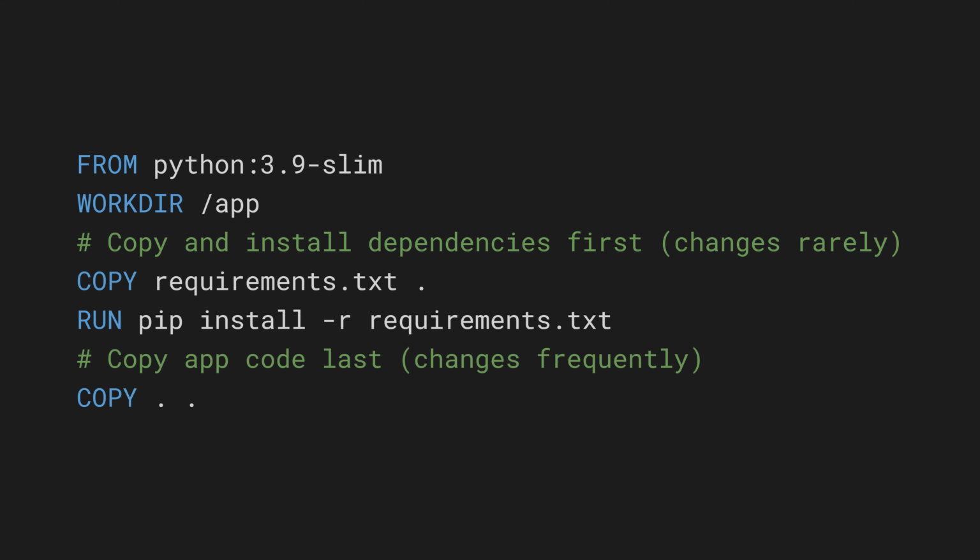So like we discussed, we copy requirements.txt first, and install dependencies before copying the application code. This way, if we change our app code, Docker can reuse the cached layer for dependencies, speeding up the build process significantly.